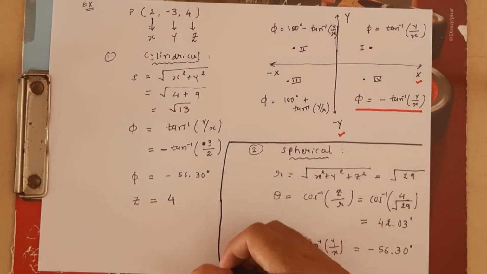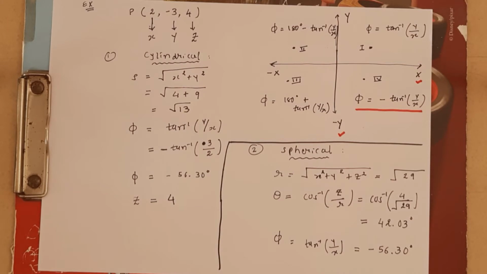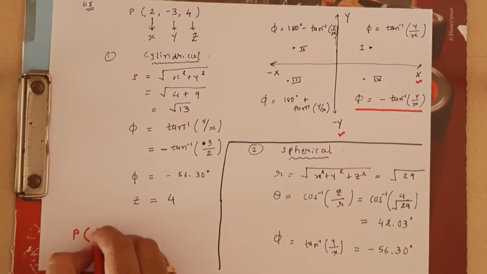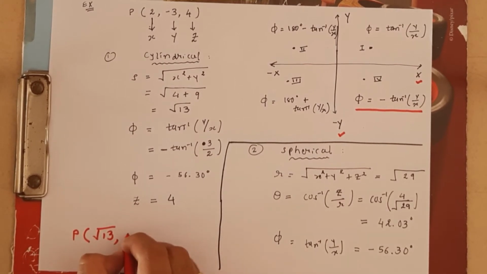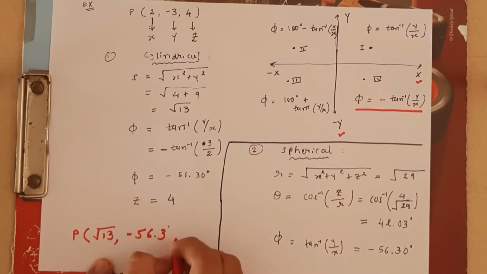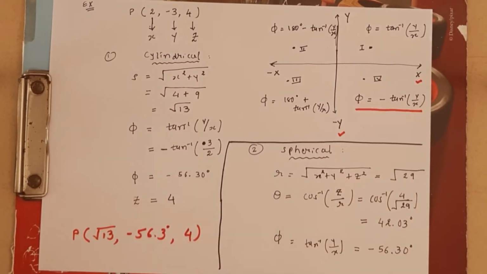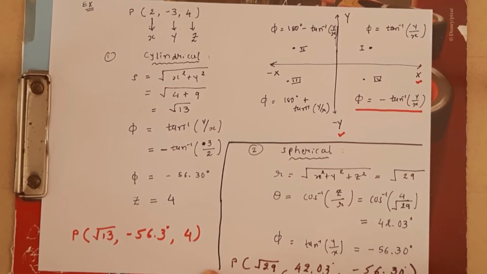So I have converted my point into the cylindrical coordinate system and into the spherical coordinate system. In the cylindrical coordinate system, I can write the point as P of under root 13 comma minus 56.3 degree comma 4. And in the spherical coordinate system I can write the point as P of under root of 29 comma 42.03 degree comma minus 56.30. So in this way you can convert your point from one coordinate system to another.